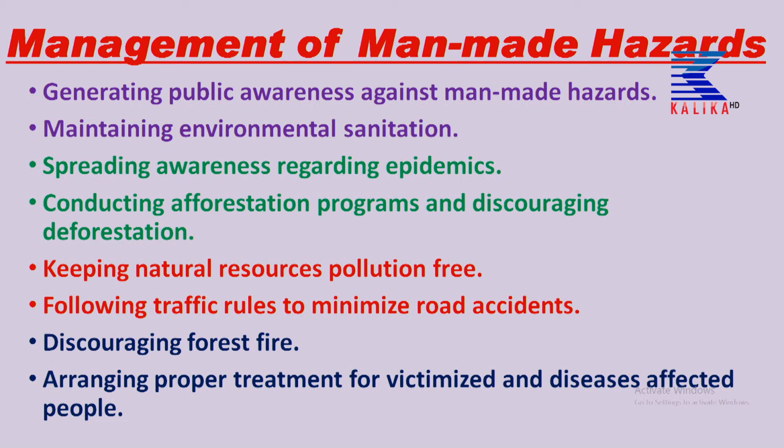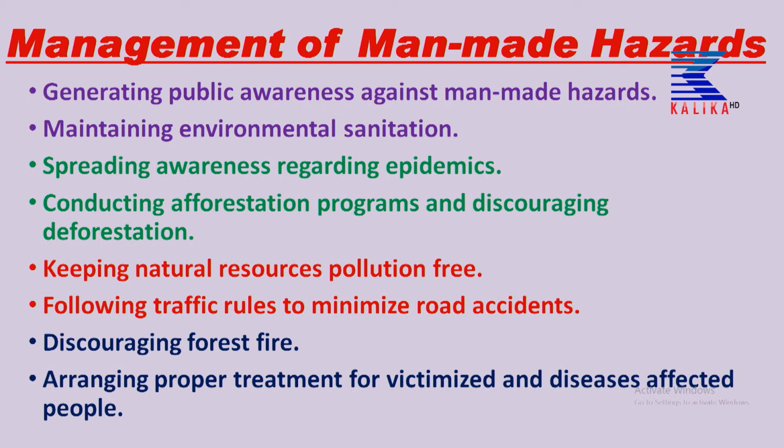Maintaining environmental sanitation so that no infectious disease gets spread like malaria, cholera, or COVID-19. So spreading awareness regarding epidemics, that sort of thing. Epidemics means the outbreak of an infectious disease like COVID-19. So we should keep the awareness so that people will be aware and they will break the chain of transmission. Conducting afforestation programs and discouraging deforestation causes minimum landslides or flood, etc. Keeping natural resources pollution free, okay, that makes us healthy.